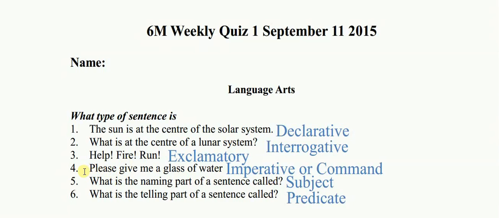We have at question 4, please give me a drink of water. That's an imperative or a command. You're telling someone to do something.